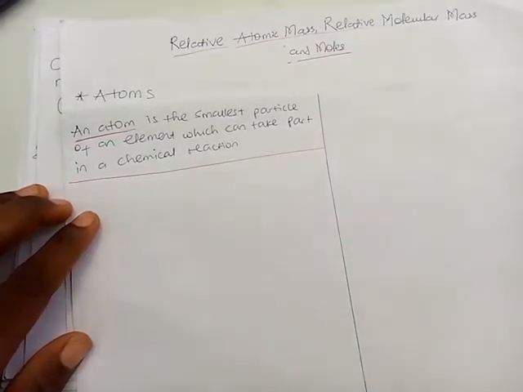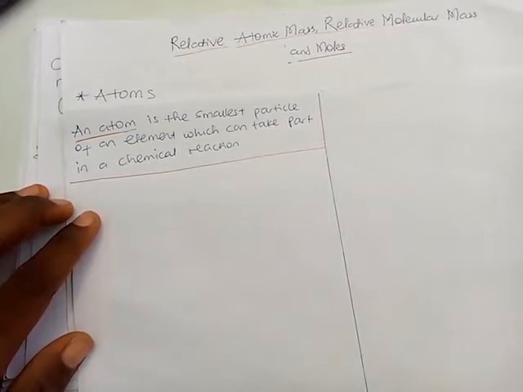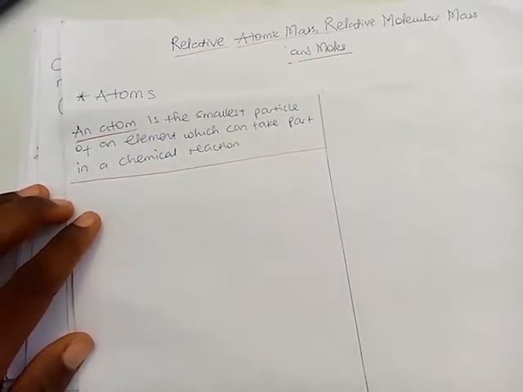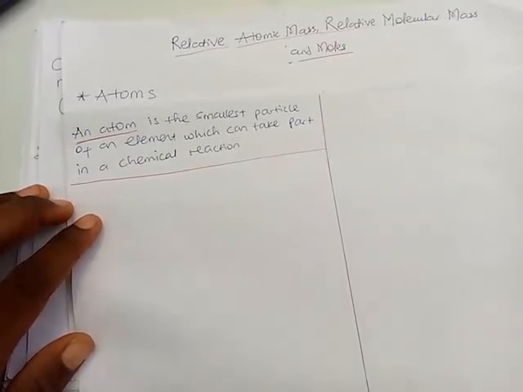And now I believe we know what elements are. We don't need to go into that. We know examples of elements: sodium, magnesium, calcium. Those are elements. Oxygen, hydrogen, carbon, they are elements. So an atom is the smallest particle of an element which can take part in a chemical reaction.